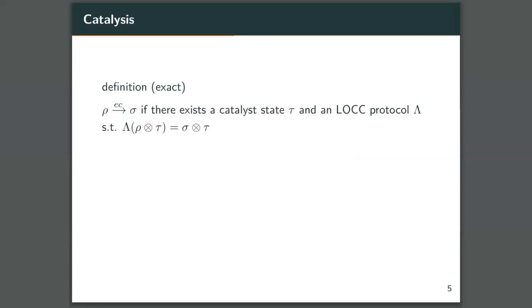So this borrowing, you can make it formal. I guess you have also seen this, but I'm just going right through it. There's this thing called exact catalysis. You have a catalyst state and you have your LOCC protocol, so that you borrow the catalyst and then in the output you get the catalyst back again. And it's uncorrelated, you can use it no matter how many times you want. It's all good. I think this was introduced actually by Jonathan and Glenn, who's here.